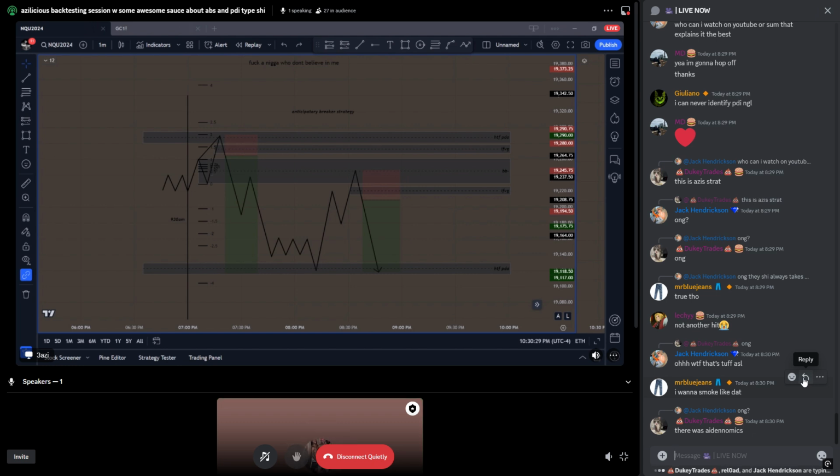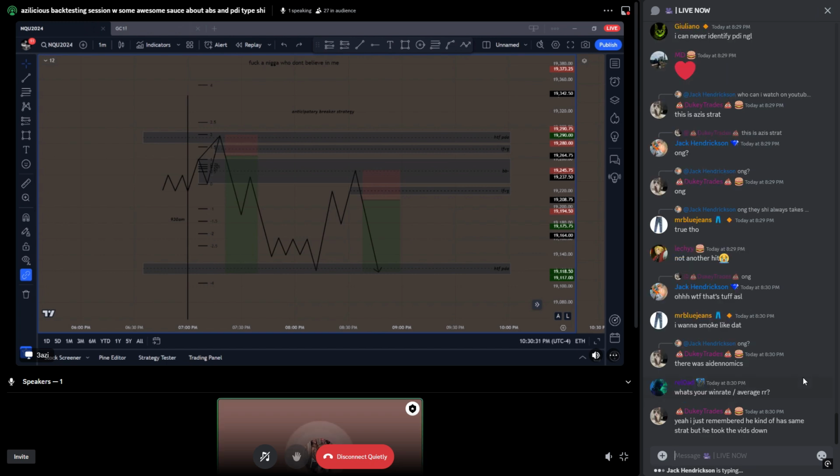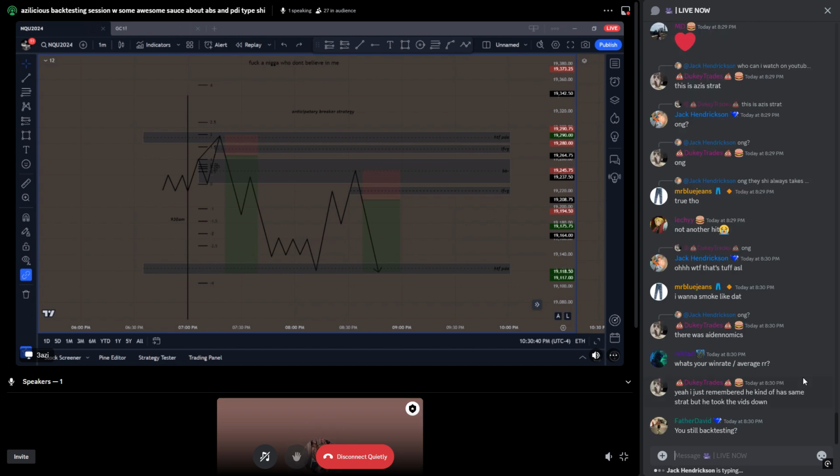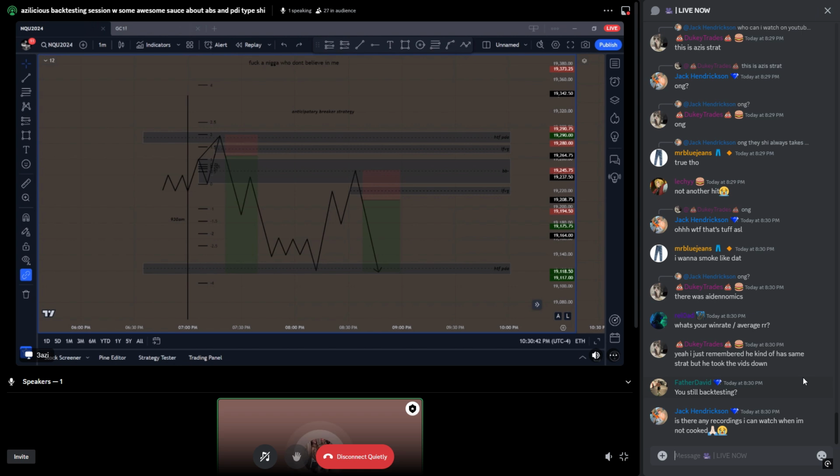So delicious. I've had the munchies for like 2 hours straight, but I was backtesting. I'm explaining this shit right now.